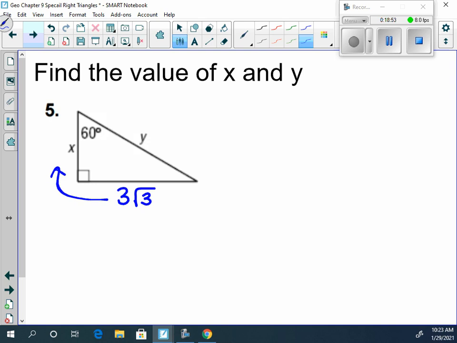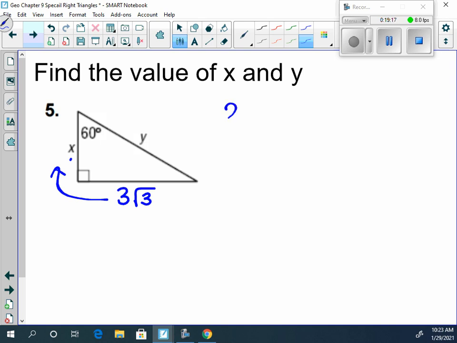Now, normally, to get to this side, this 3 square root of 3, we would have multiplied the shortest side by what? The square root of 3, yes? As to get to the side opposite 60, I take the shortest side and multiply it by the square root of 3. But we don't have the shortest side, do we? So we're going backwards to the shortest side.